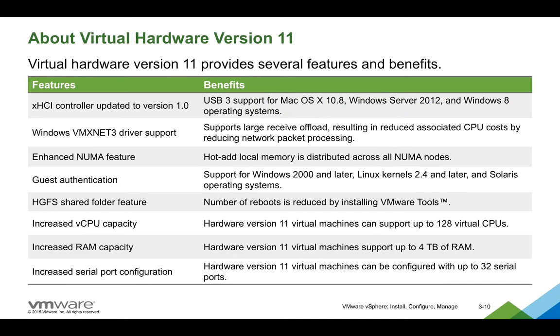Let's take a look at some of the features with that version 11. We've got some new features with 11. With 11, you now have VMX Net 3. Previously, it was VMX Net 2. This is a high-performance interface, and this supports, you can see here, large receive offloads, which can result in reduced associated CPU costs by reducing your network packet processing. We'll talk a little bit more about VMX Net 3 later.